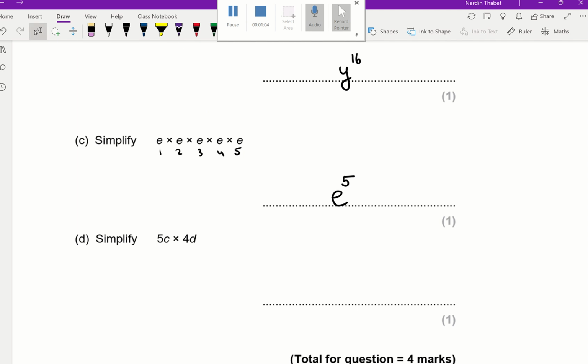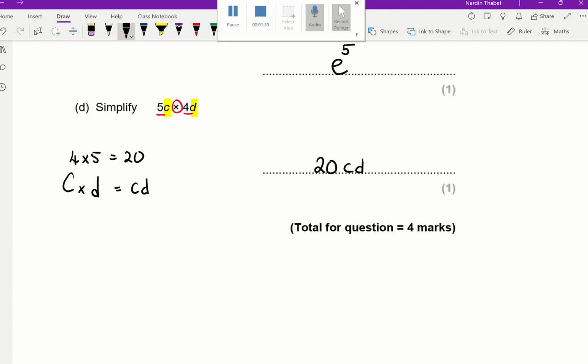And this says again simplify. I've got 5 times 4. I am multiplying, not adding. So 4 times 5 is 20. And then c times d. And c times d is simply cd, so it's 20cd. And if you write dc, that's not a problem either.